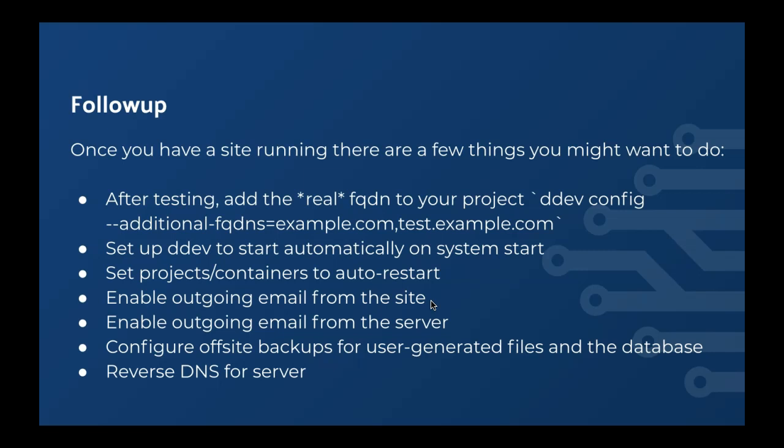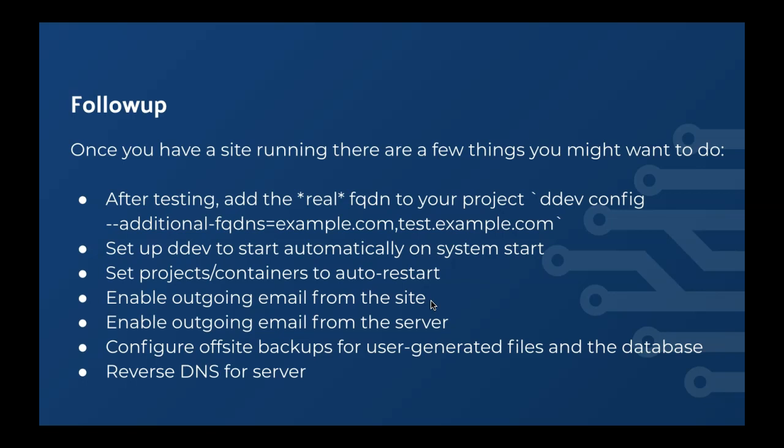You want to enable outgoing mail from the site. If you have any transactional email, you probably want to enable outgoing email from the server, and tell it where to go so that you get notifications if the server has trouble. Those, we won't go into. Setting up outgoing email from the site usually means installing an SMTP module and bouncing it through Mailgun or one of the email providers like that.